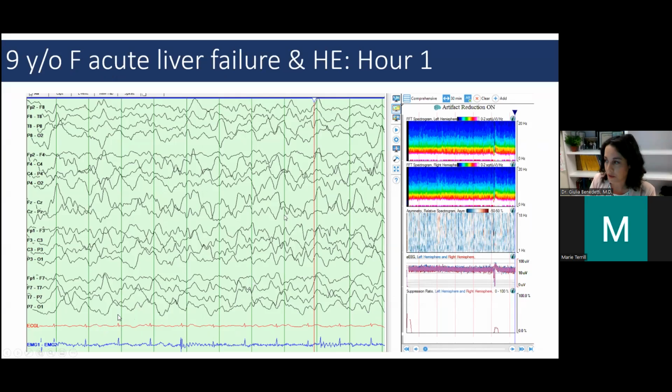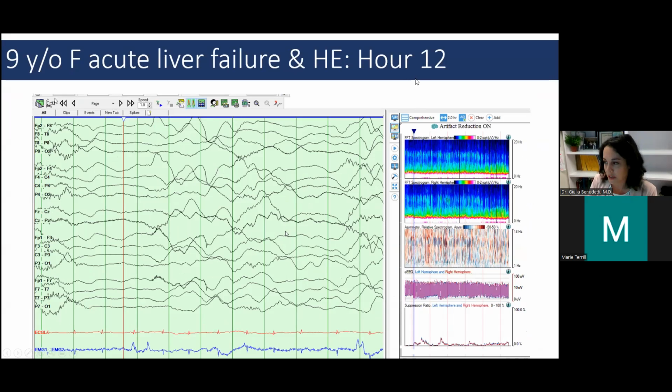This was a 9-year-old with acute liver failure and hepatic encephalopathy. This was her first hour of EEG. It's an encephalopathic EEG. It's too slow, but you have some admixed data with the delta. But this is 12 hours later, really concerning for worsening cerebral edema and dysfunction, these periods of attenuation, oversimplified bursts.